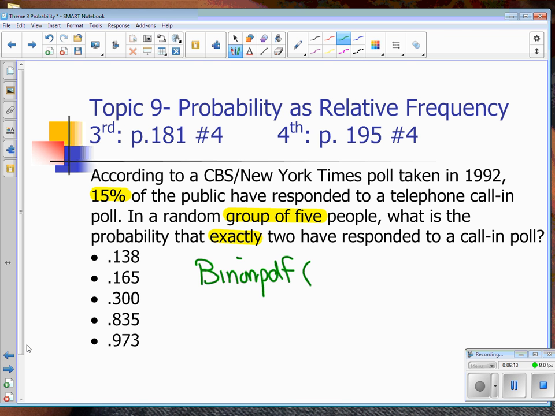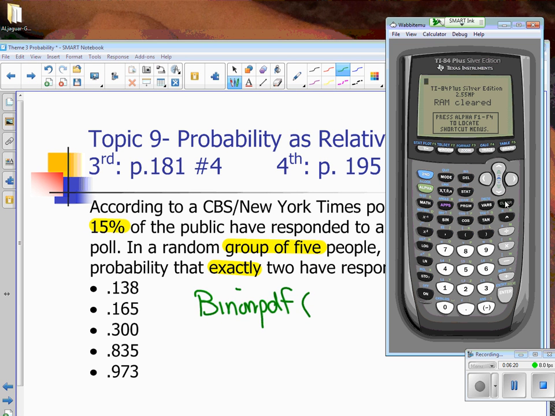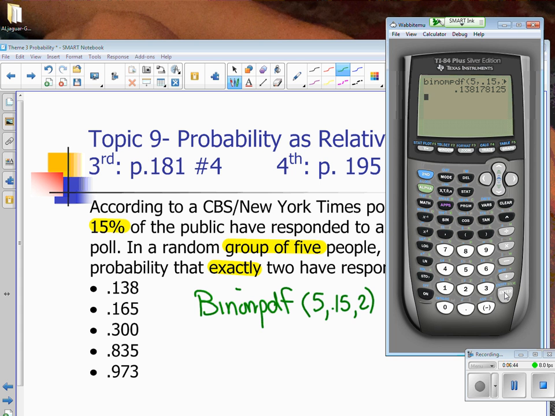So what is the order that goes in the binom PDF, if you remember? The calculator asks you for it, by the way. Right, so it's n, p, x, I think. If we go ahead and do binom PDF here, we have the set number of trials, which was 5. Our probability was 15%, and the x value was exactly 2. So we have 5, .15, 2, and we should have gotten 0.14, or 0.138.